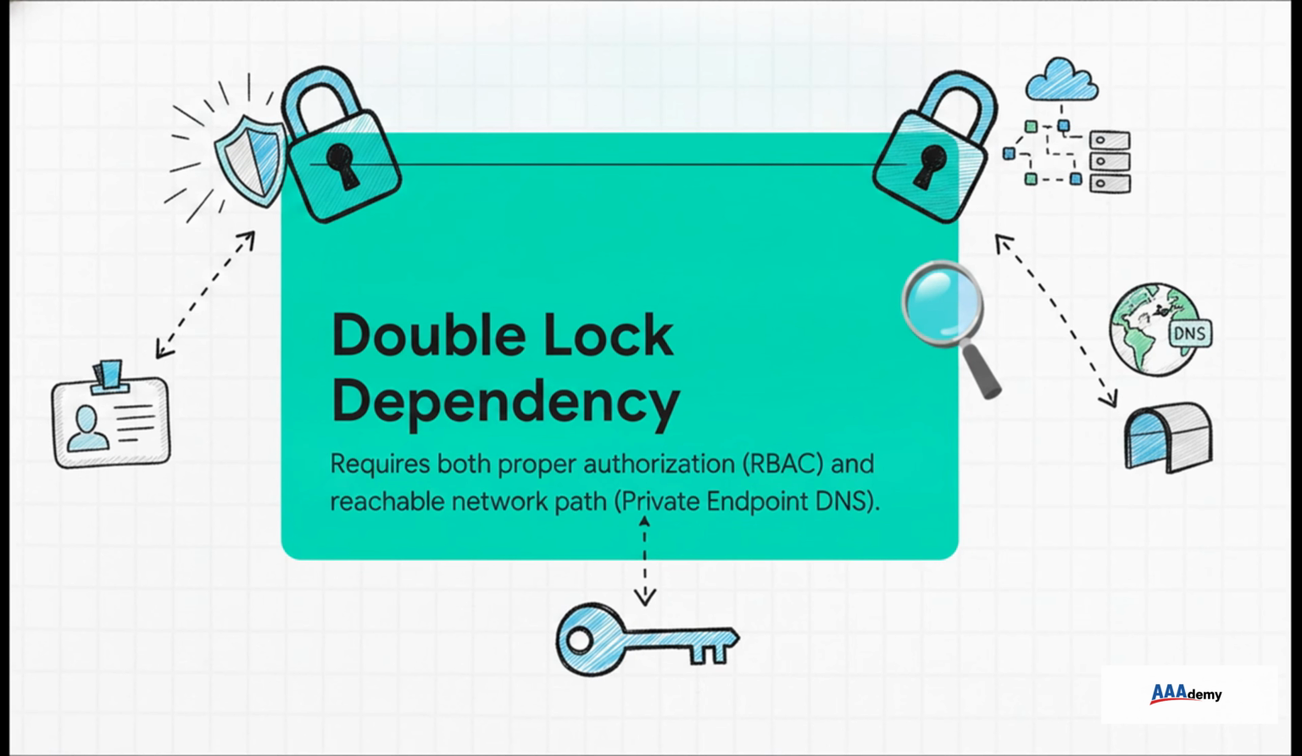The crucial point here is that a model call has to pass this double lock check. Basically, authorization and network reachability go hand in hand. You literally cannot safely use an object in the Azure runtime if it isn't both authorized and reachable. An Entra ID token proves who you are, sure, but the private endpoint DNS, that proves you actually have a secure path to the service. You really need both to turn the key.